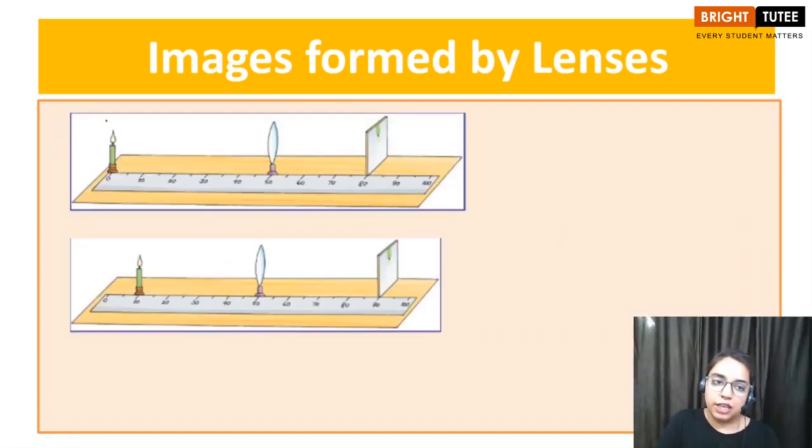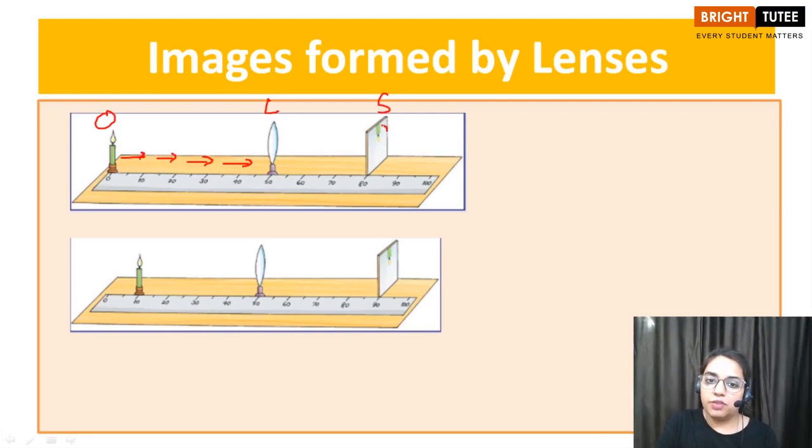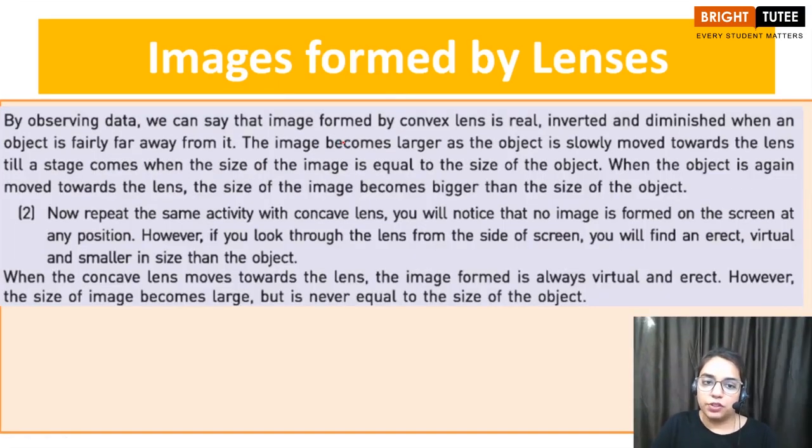And this will be the diagram. See, here we have candle, which is our object, here we have our lens, and here we have our screen, and we are changing the position of this candle and observing this image on the screen. Okay, now you are going to write about the observation and conclusions.